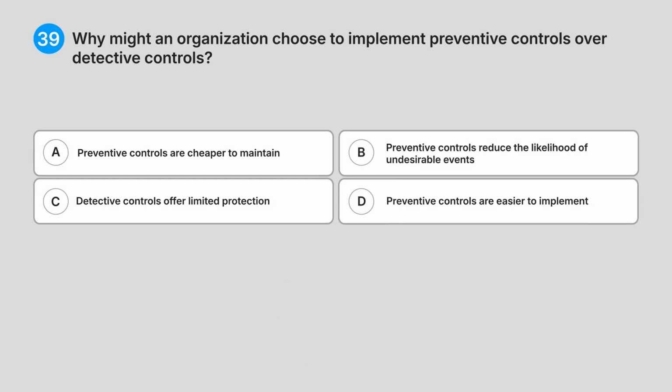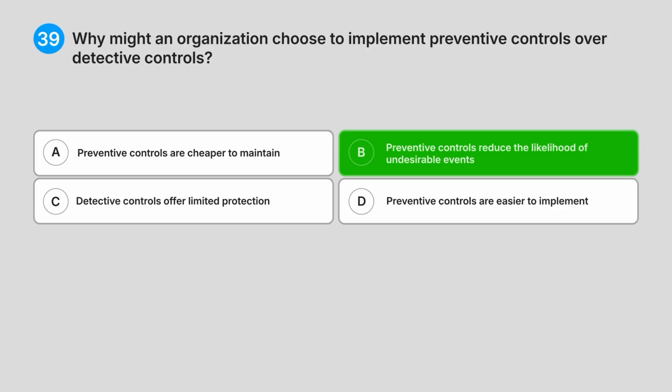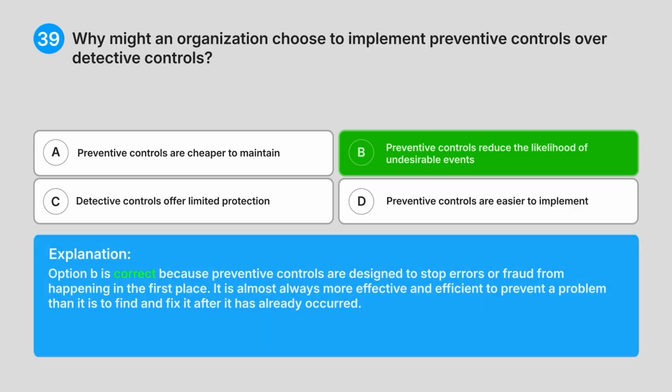Correct answer. B. Preventive controls reduce the likelihood of undesirable events. Explanation. Option B is correct because preventive controls are designed to stop errors or fraud from happening in the first place. It is almost always more effective and efficient to prevent a problem than it is to find and fix it after it has already occurred.